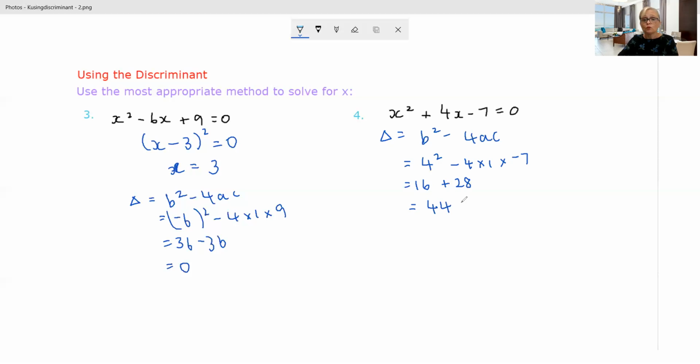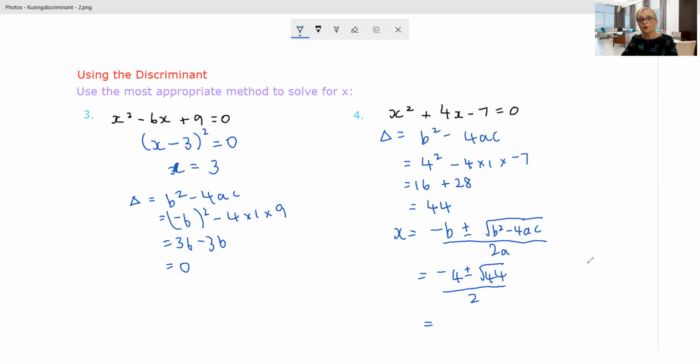We've already worked out the bit under the square root sign. So when we use our quadratic formula, our b squared minus 4ac, we've already done that calculation, which is kind of handy. So let's do this here. So plus or minus, what am I doing? B was 4. Helps if you substitute, doesn't it? So negative 4 plus or minus square root 44 all over 2.